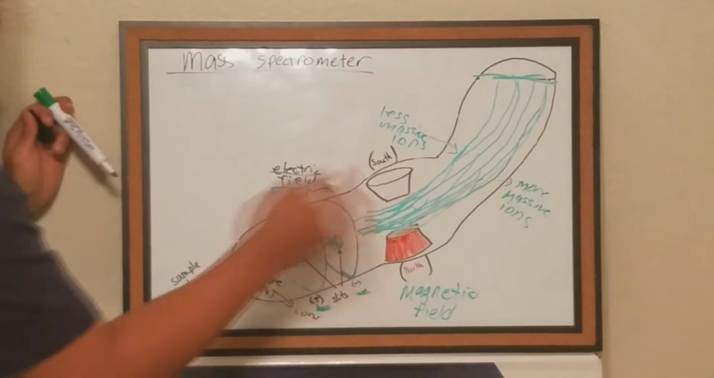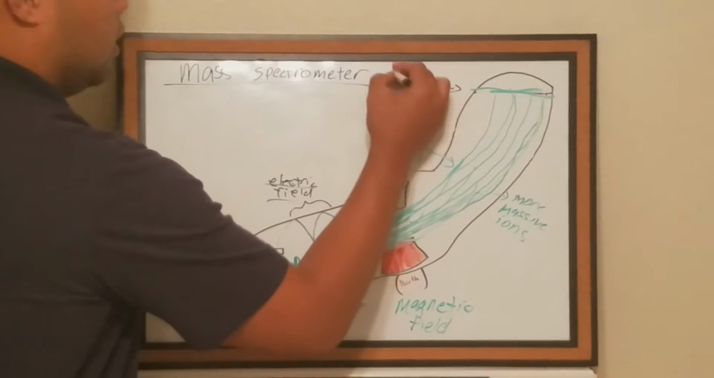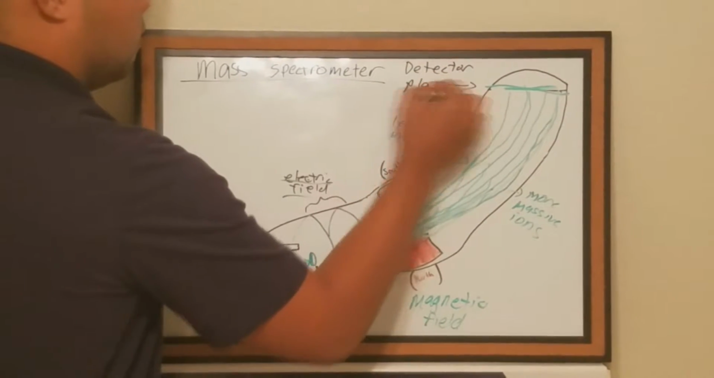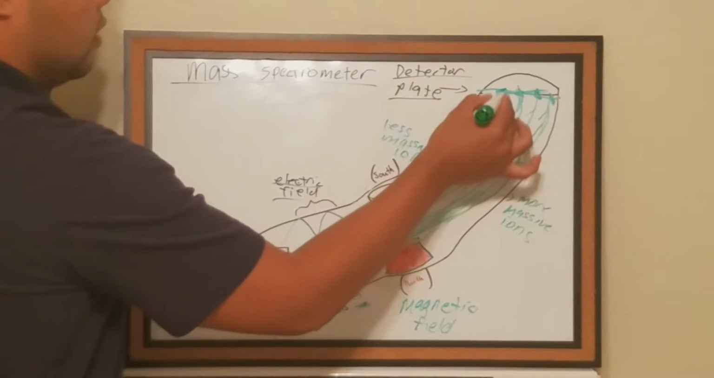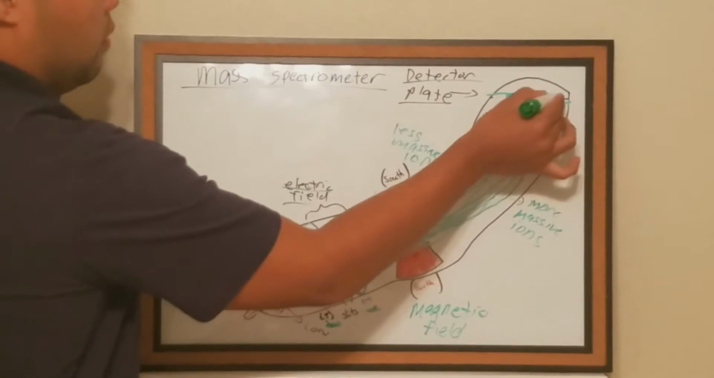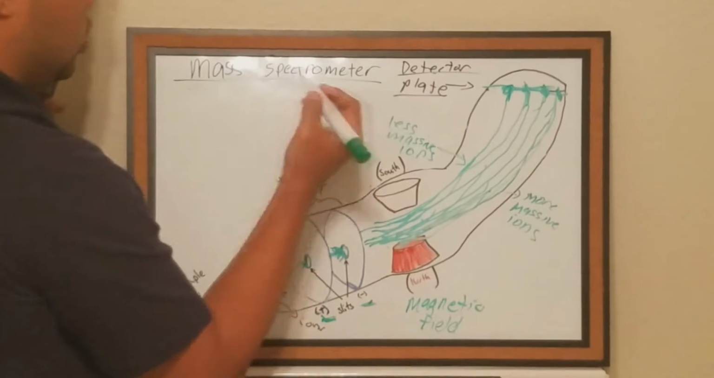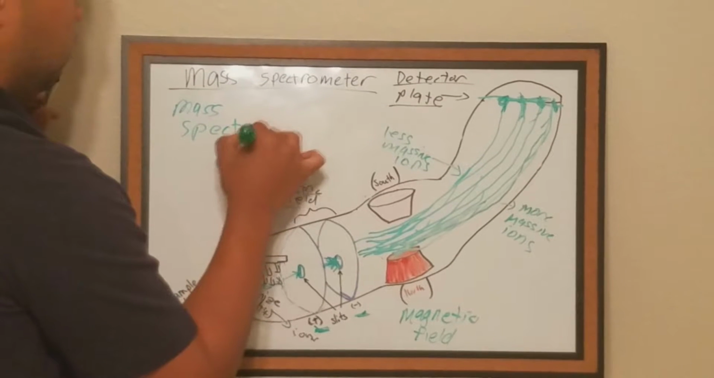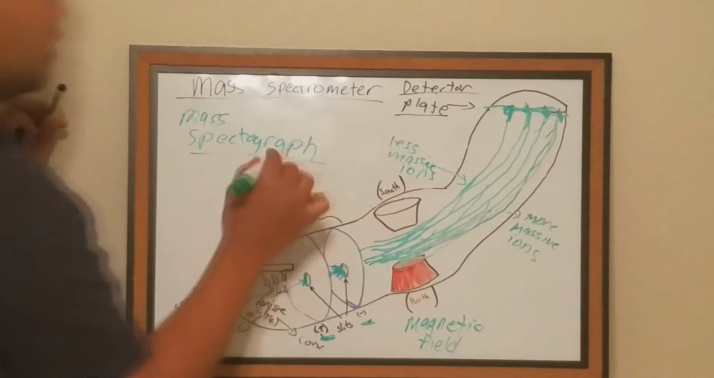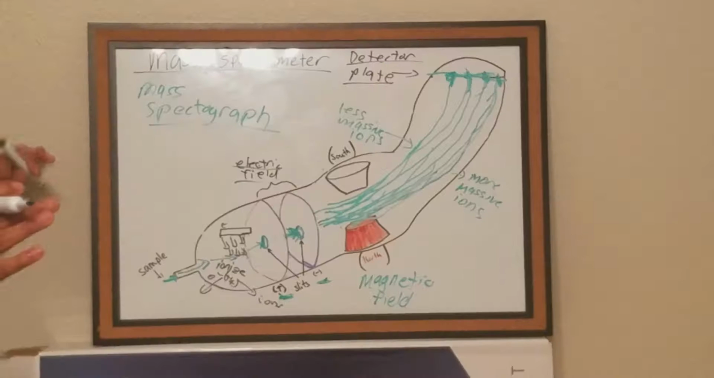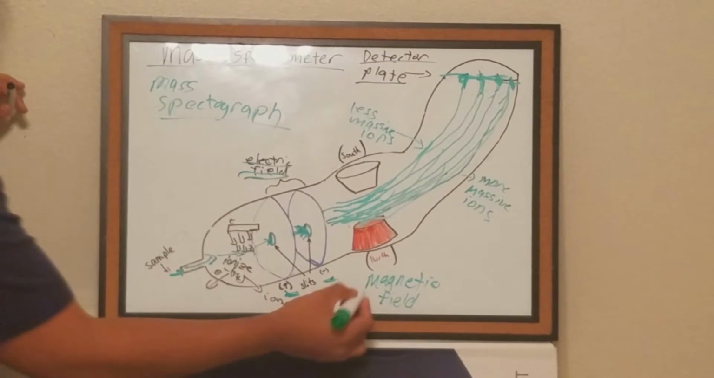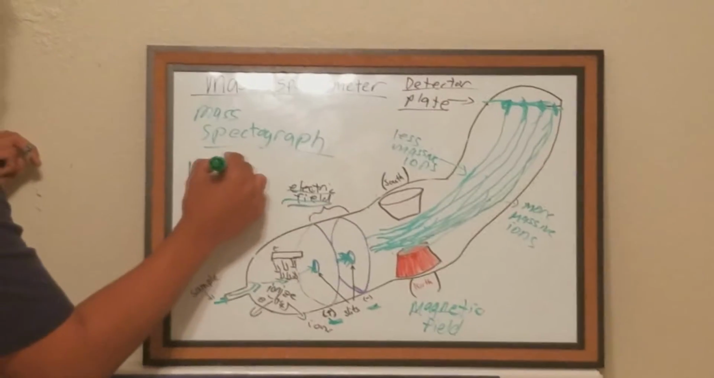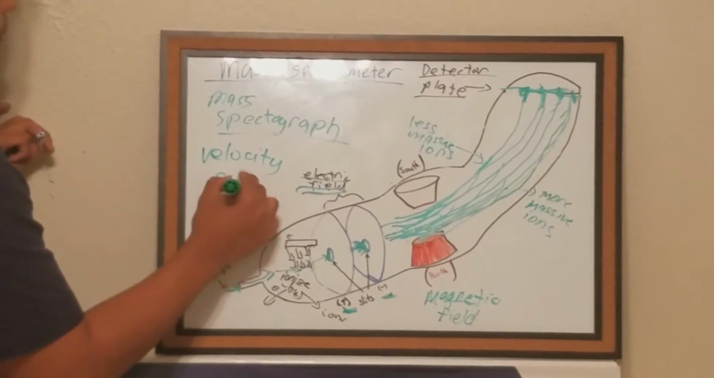Now, the last part of the mass spectrometer is what is called a detector plate. The detector plate converts this information into what is called a mass spectrograph, such as this. Now, in some mass spectrometers, the electric field and the magnetic field are combined together to form a velocity selector.